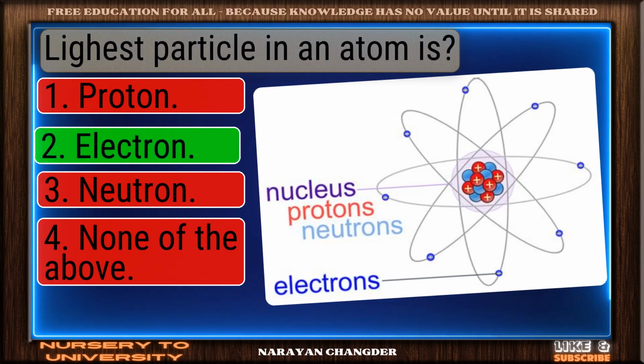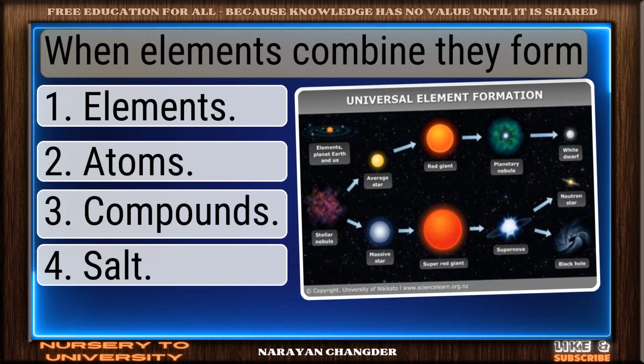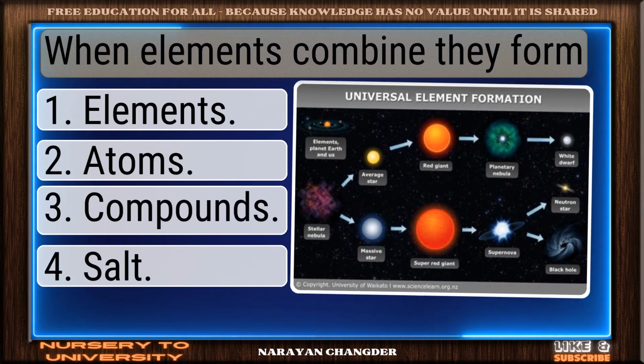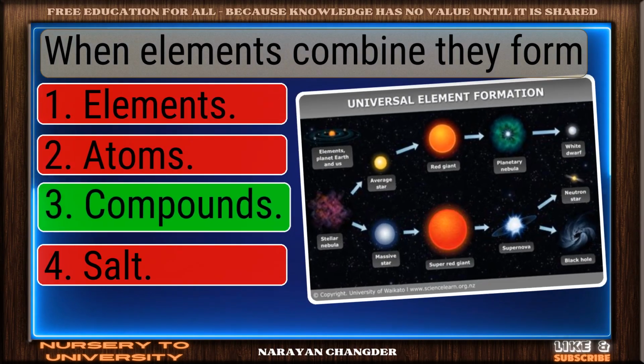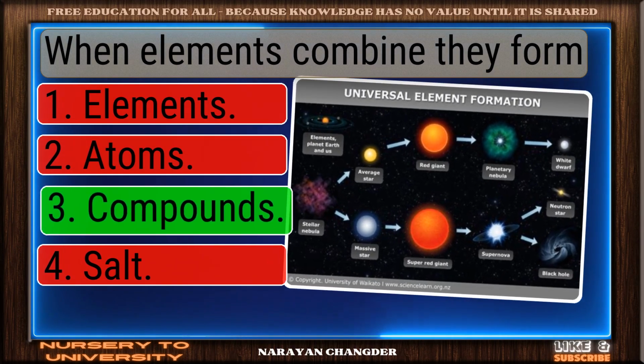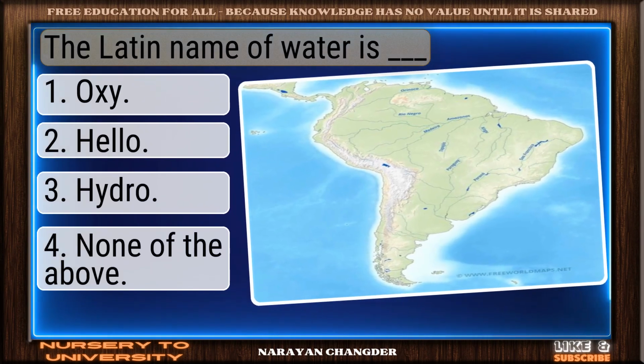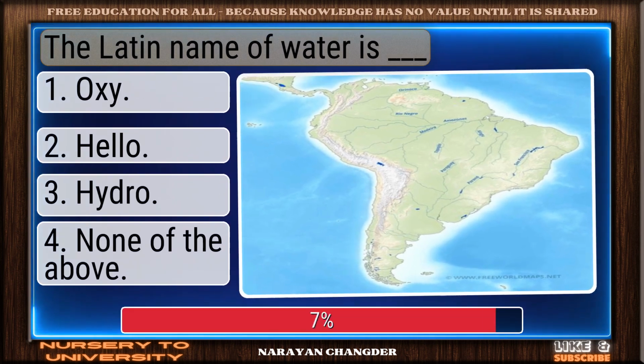Sharp thinking. Electron is the right choice. Question number 233. When elements combine, they form? Correct. Compounds is the right answer. Question number 234. The Latin name of water is dash.